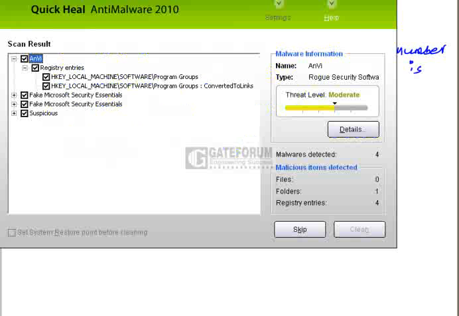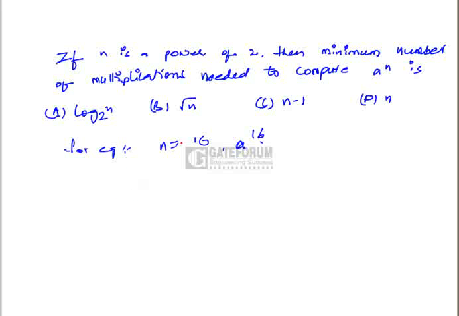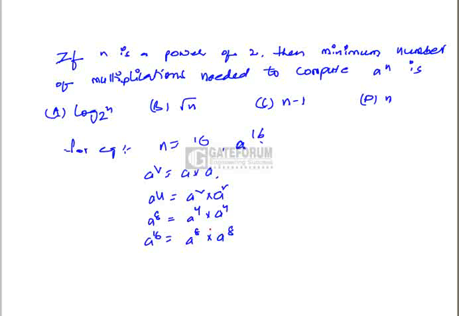First we will compute a square by 1 multiplication. That is, a square is equal to a into a. A power 4 is equal to a square into a square. Then a power 8 is equal to a power 4 into a power 4. And again a power 16 is equal to a power 8 into a power 8.